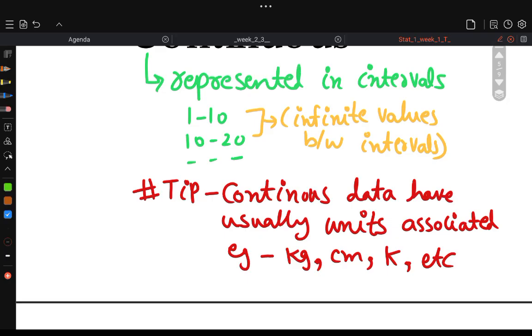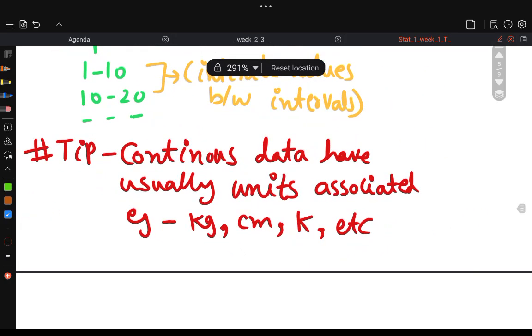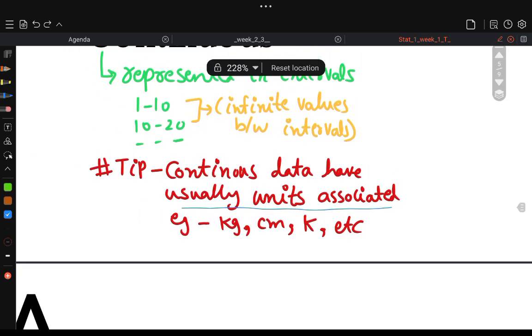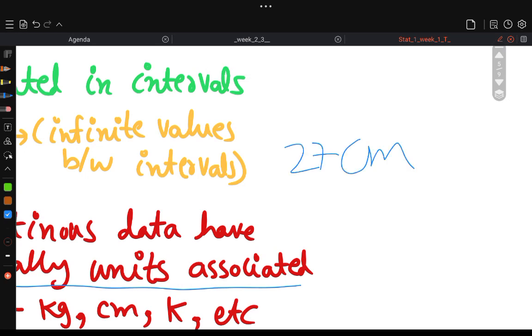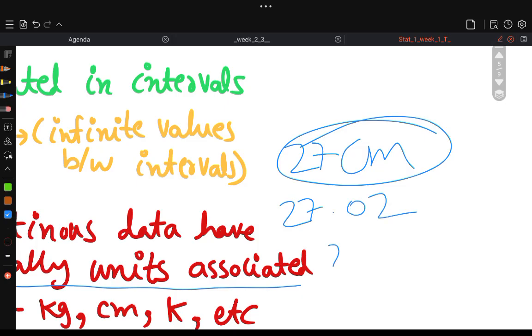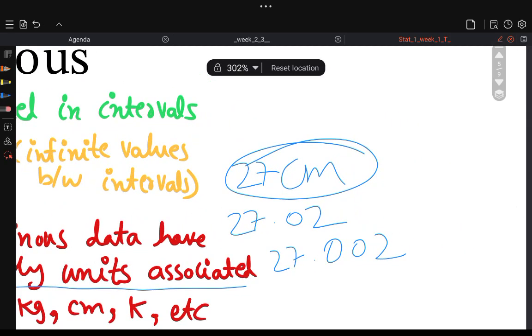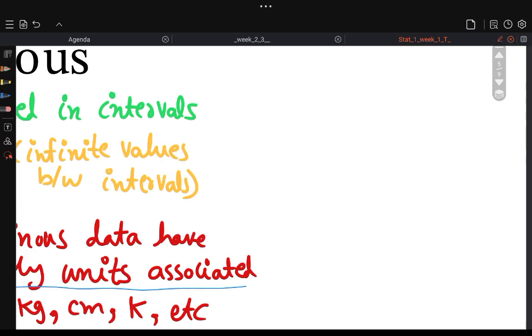To find the continuous data in our questions, there is a tip: continuous data usually has a unit associated with it, like kg, centimeter, kelvin, etc. Any unit, but they will have a unit associated with them. So for example, a person with 27 centimeter height is continuous data, because a second person can also have 2.02 height, or a third person can also have 0.02 height, based on the precision of the scale we are talking about. But this can be theoretically possible, right? So it is continuous.